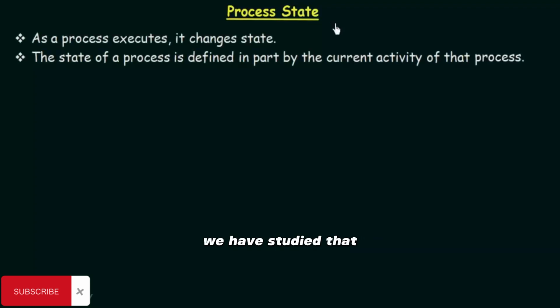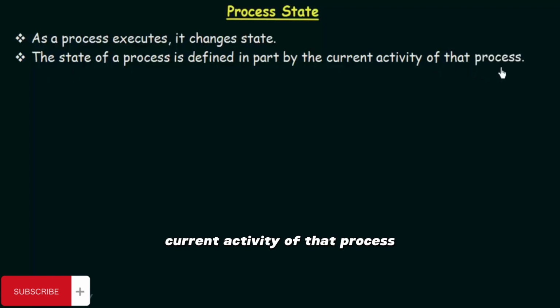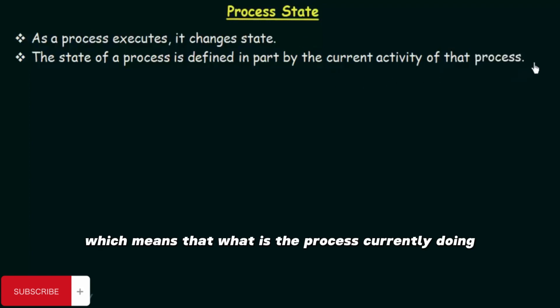So previously, we have studied that a program in execution is known as a process. As a process executes, it changes its state. The state of a process is defined in part by the current activity of that process. So when a process is executing, it can change from one state to another. The state of a process is defined by the current activity of the process, which means: what is the process currently doing? What is the current activity of that process? That is what we mean by the state of that process.